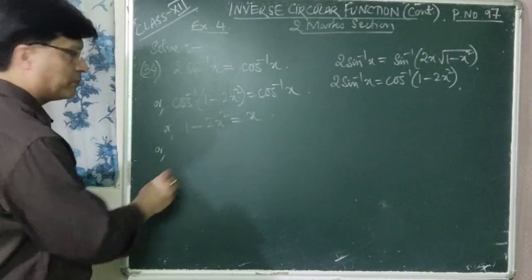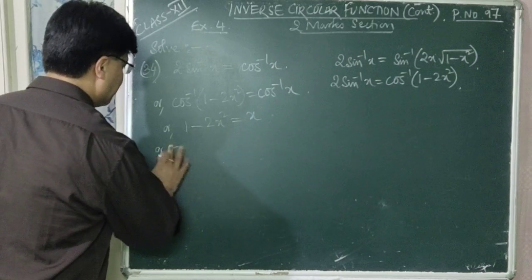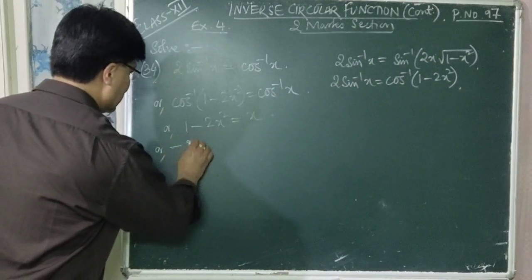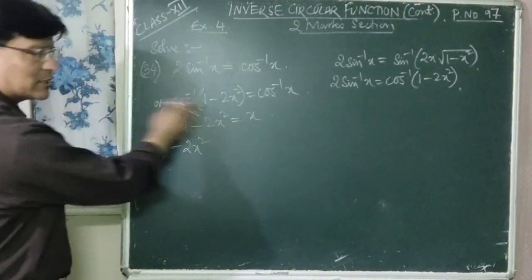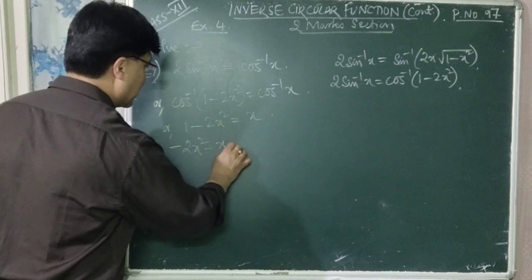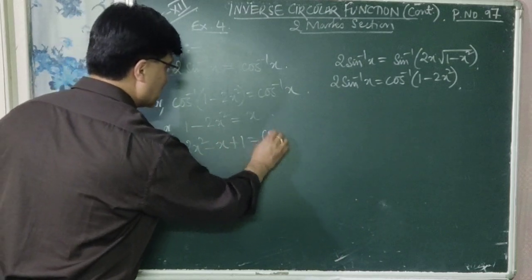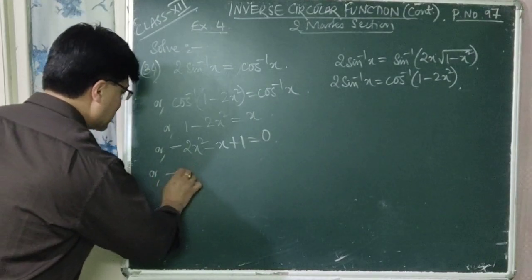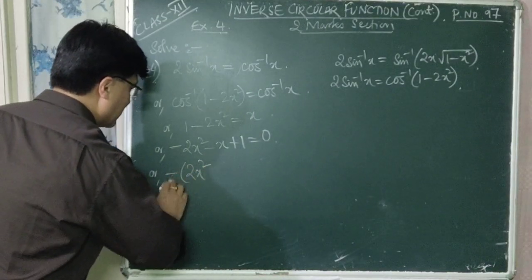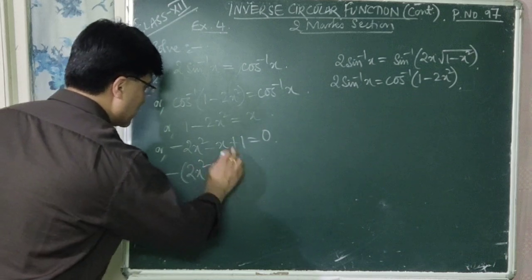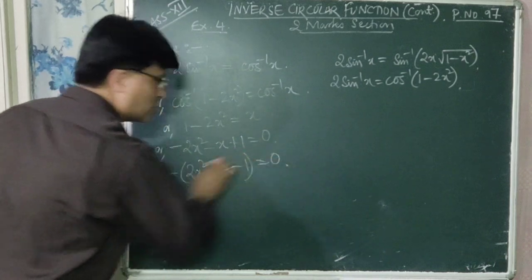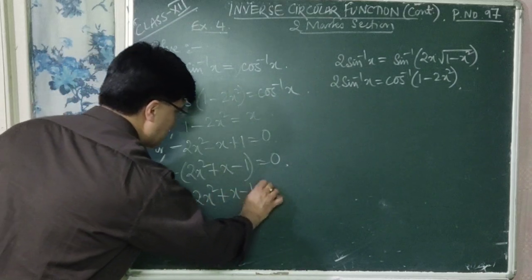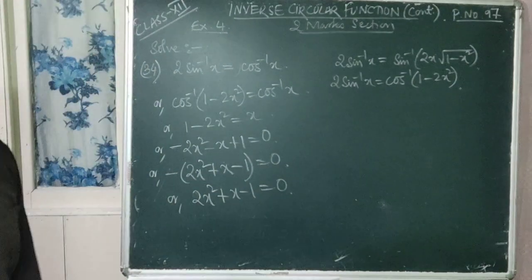So now let us simplify it. So this is minus 2x squared plus x, take to the left hand side, it becomes minus x, and this is plus 1 is equal to 0, right? Or here minus is taken common, 2x squared minus and minus plus x plus and minus 1 is equal to 0, or 2x squared plus x minus 1 is equal to 0.